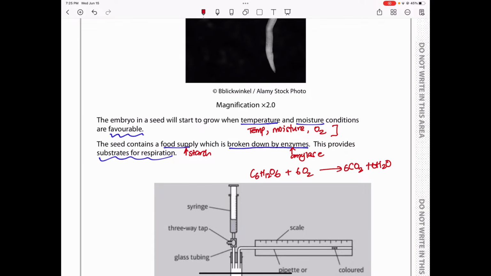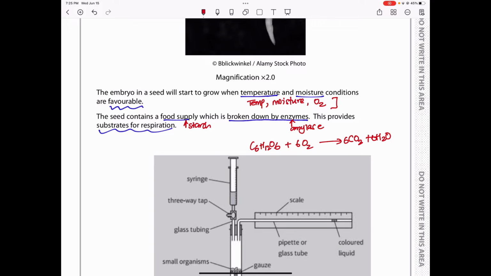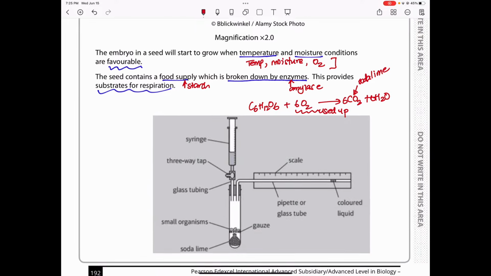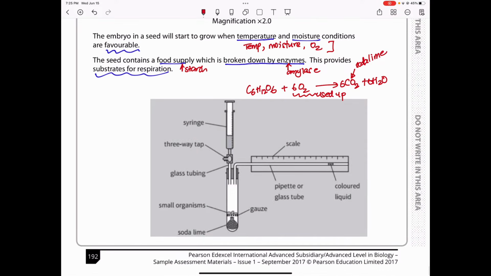So in this experiment, how can we measure the rate of respiration? Oxygen is used up. The carbon dioxide produced can be eliminated from the respirometer by using soda lime. The soda lime will absorb the carbon dioxide, and then any gas left over is going to be oxygen. So we will monitor the oxygen used up within a specific time, and we can use that to calculate the rate. I put here an example of equipment, a respirometer, which I'm going to use to explain the description in the next part of this question.